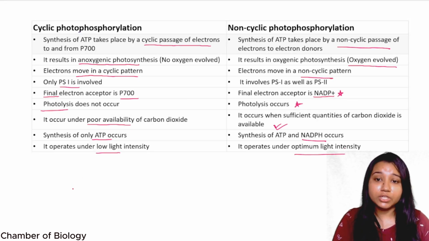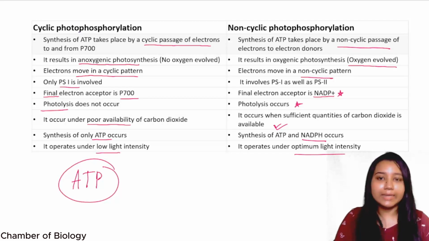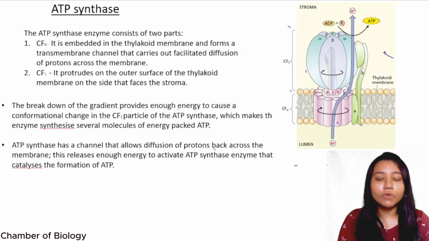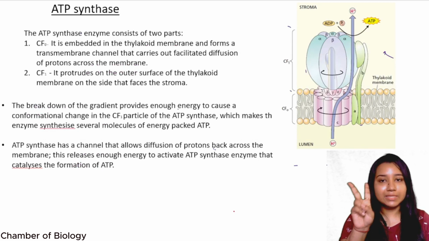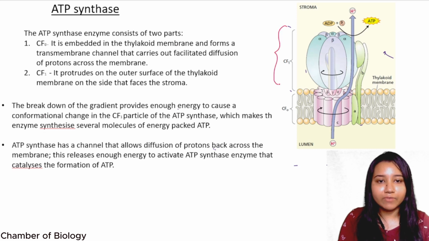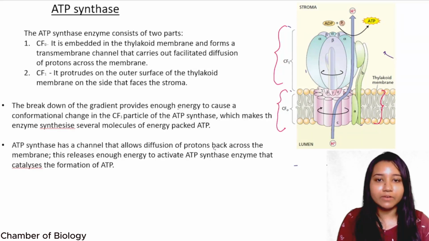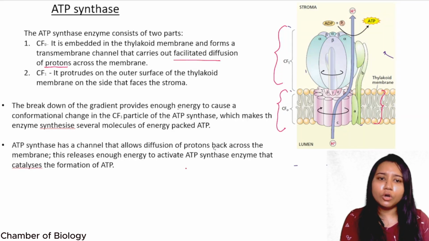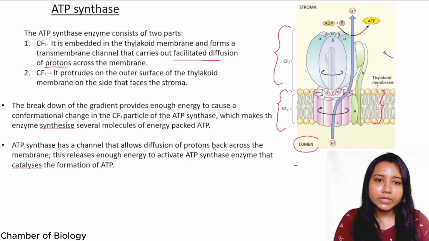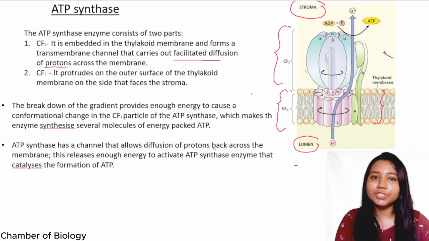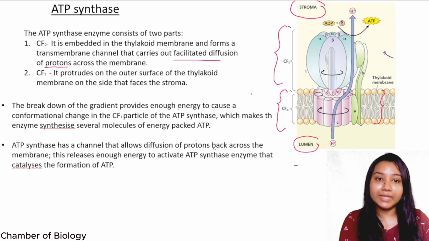Now the question comes, how is the ATP forming? So NADP, we have understood. ATP is forming due to ATP synthase. ATP synthase has two parts, that is our CF1 and this is our CF0. CF0 is embedded in the thylakoid membrane. This is our thylakoid membrane and it is forming a transmembrane channel that is going to facilitate diffusion of the proton across the membrane. So the proton, if you all remember, the lumen region and the stroma region, we have seen that the stroma region was made deficient of the H plus.